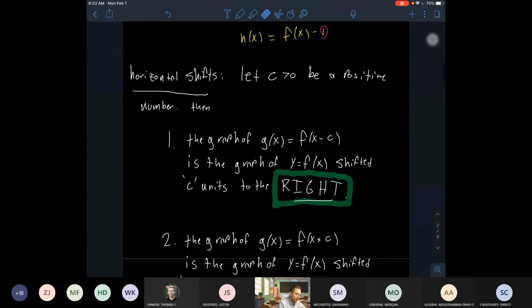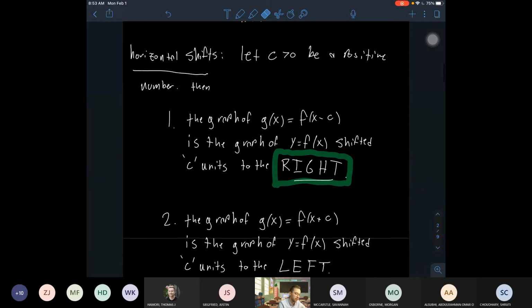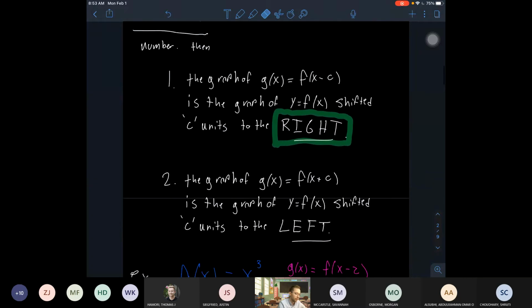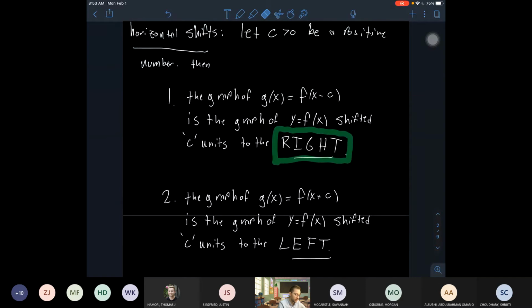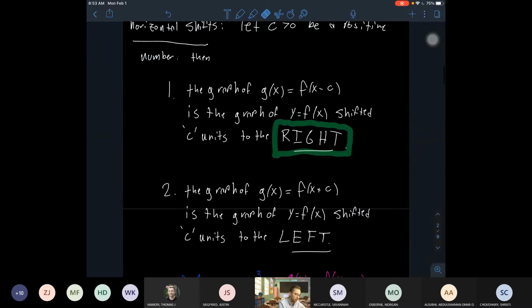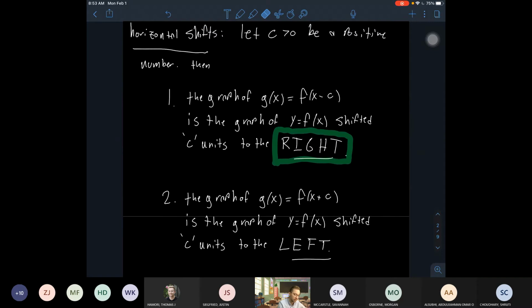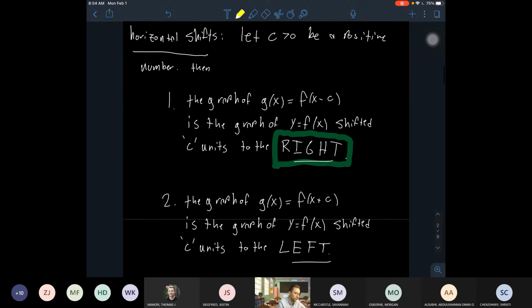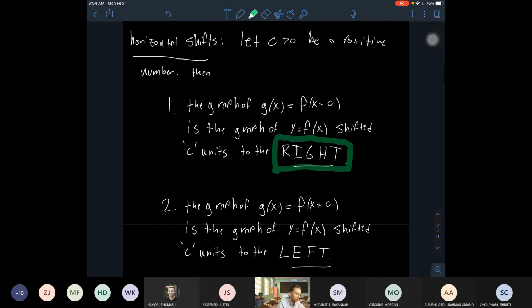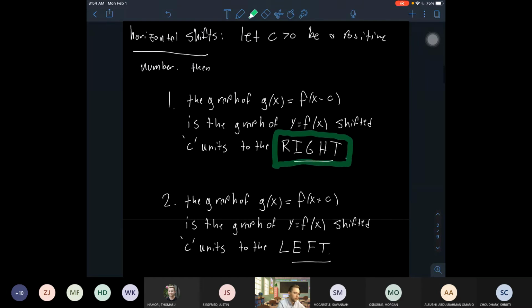So we're going to shift to the right if we have x minus c on the inside. And likewise, if we have x plus c on the inside, then we're going to shift to the left. Again, going against our intuition, we think plus means go to the right, but plus actually means go to the left. Just remember, and this is generally true for pretty much everything, that when we put it on the inside, it's going to get wonky and do sort of the opposite of what we expect. So keep that in mind as we go forward.